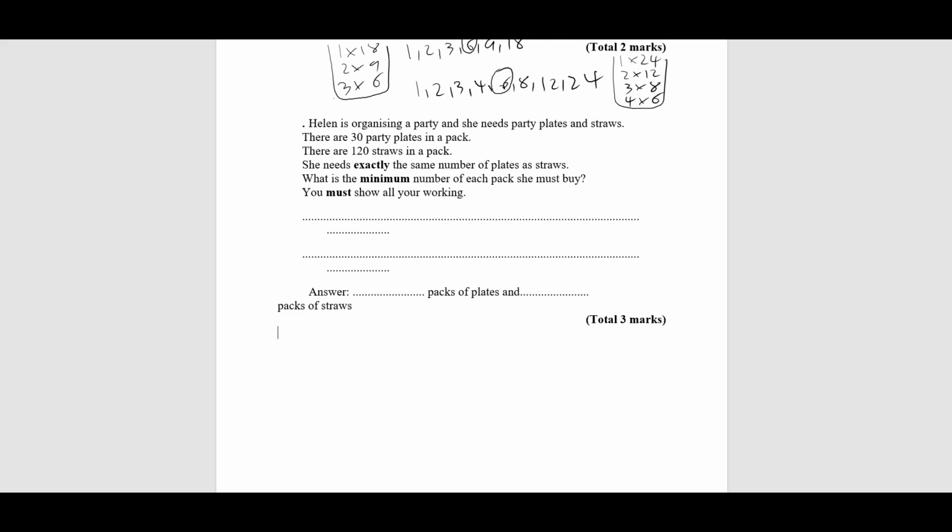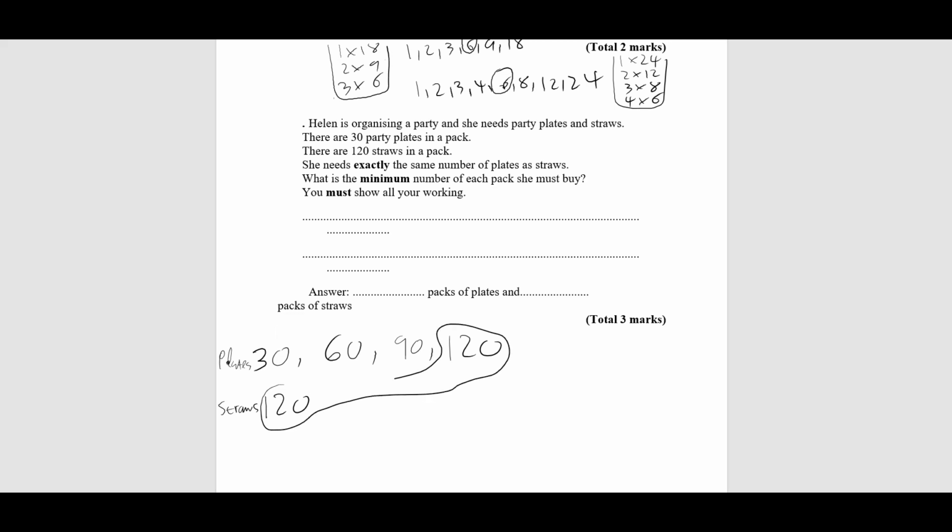So if we look at the party plates, if she buys just one pack, she can have 30 plates. If she buys two, she's going to have 60 because there's another 30 in that other pack. If she buys three, she gets 90. And if she buys four, she gets 120. Now, there are 120 straws in one pack. So if she just buys one pack of straws, she gets 120. Well, we can see that 120 is the lowest common multiple of 120 and 30.